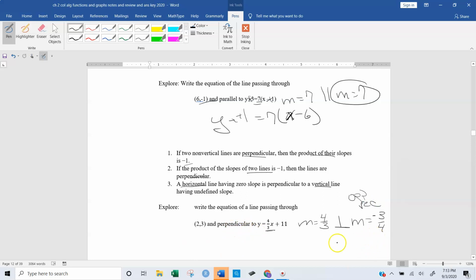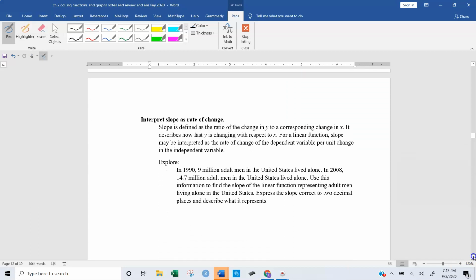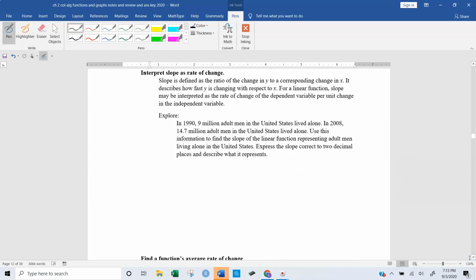So now I have my slope and my point. I'm going to write the equation in my line. Y minus 3 equals a -3/4, opposite reciprocal, times x minus 2. Nothing too earth-shattering yet, right? Okay, let's do our story problem.